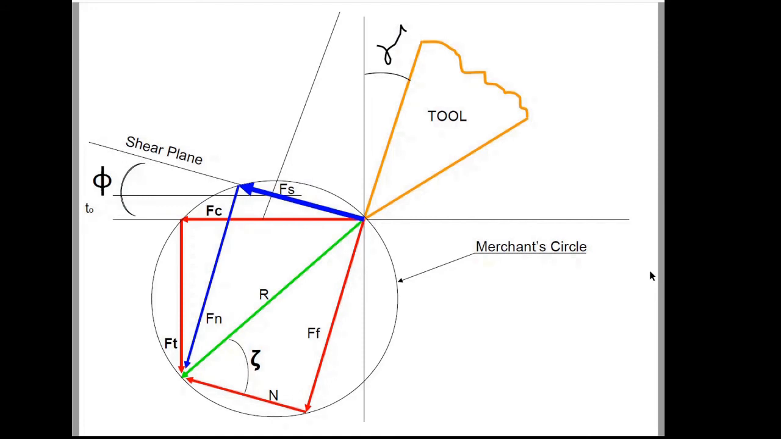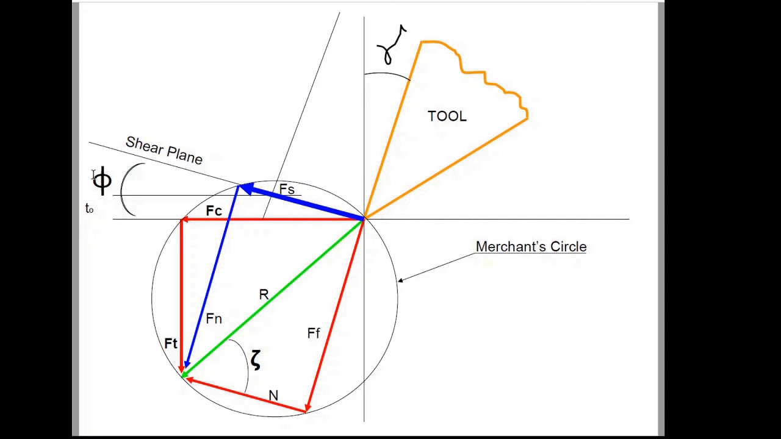This completes the Merchant's circle. Now you can measure the magnitude of shear force Fs and the normal to the shear force Fn. So you started drawing the Merchant circle with the measurable forces Fc and Ft. Now you are able to obtain all non-measurable forces. You can also mark the shear plane angle phi as well as the friction angle tau as shown in this figure.